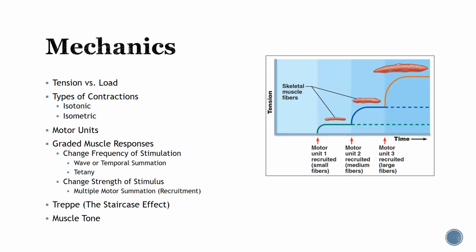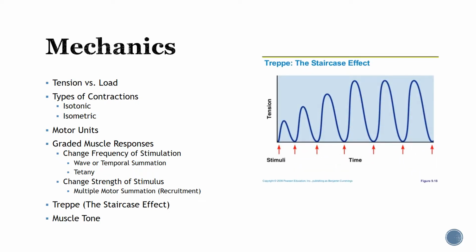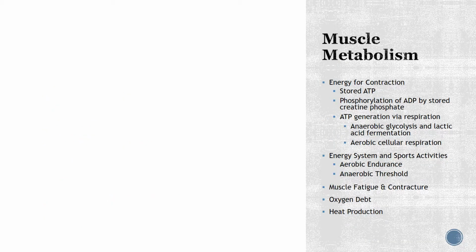Change in strength of stimulus, or multiple motor unit stimulation, is where you bring in more motor units. And then you have treppe, which is the staircase effect. It's a warm-up, where the initial contraction is not as strong as it can be. And muscle tone is that muscles are always contracted a little bit, and that's what creates the muscle tone.